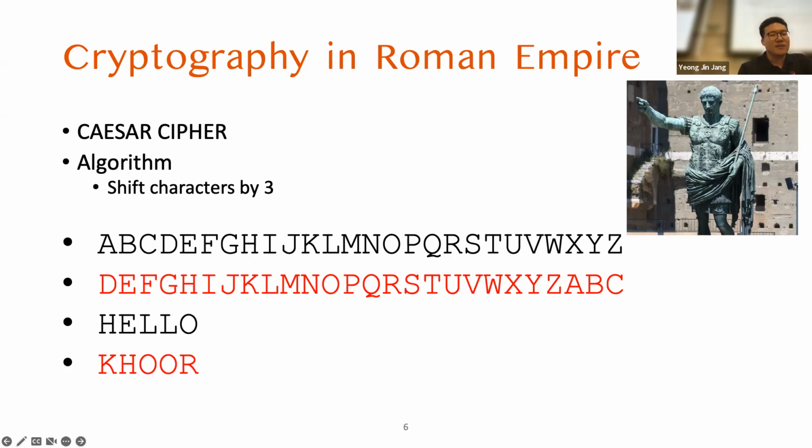Then suppose you have a message, hello. How we can encrypt that is: H is K, E is H, L is O, and O is R. So we can encrypt the message hello as KHOOR. I'm not sure that's in the English dictionary, but it looks like an alphabetic word. I don't know the meaning.